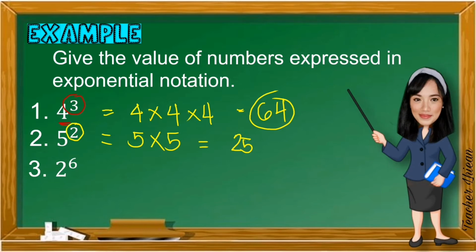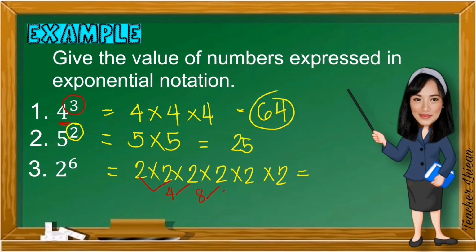Number 3, we have 2 raised to the 6th power, which means imumultiplying natin si 2 sa sarili niya ng 6 na beses. So, 2 raised to the 6th power is equal to 2 times 2 times 2 times 2 times 2 times 2. So, 2 times 2 is 4 times 2 is 8 times 2, 16 times 2, 32. And times 2, it is equal to 64. So, ibig sabihin, 2 raised to the 6th power is equal to 64.